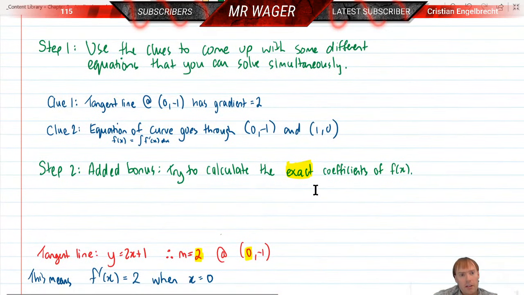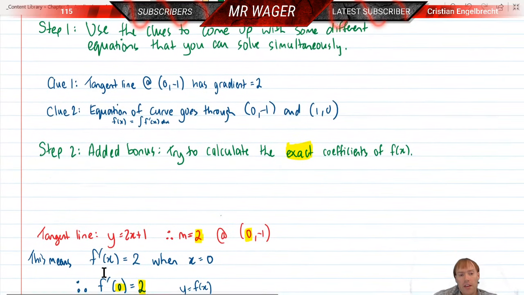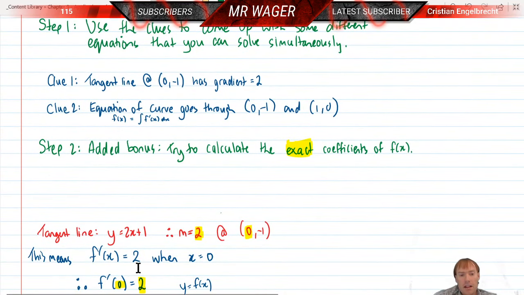First clue is this one. The tangent line goes through (0, -1) and has a gradient of 2. What that means is that the derivative f dash of x has to equal 2 when x equals 0. The gradient function has to equal 2 when x equals 0, because the gradient of our tangent line is 2 at that point. So that's what we're going to do.